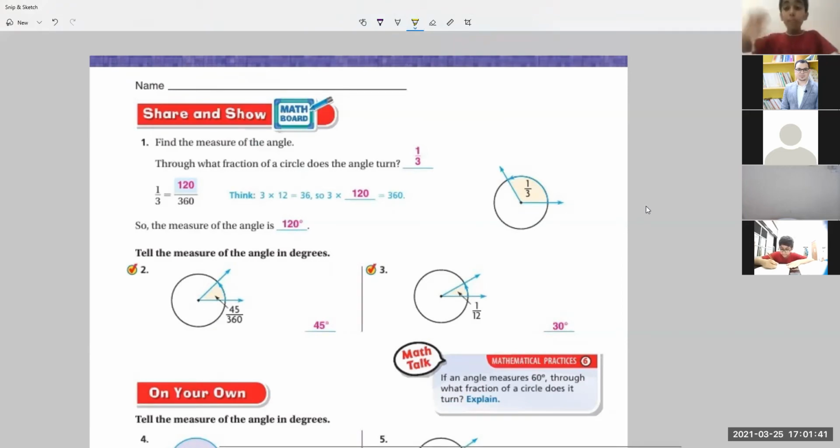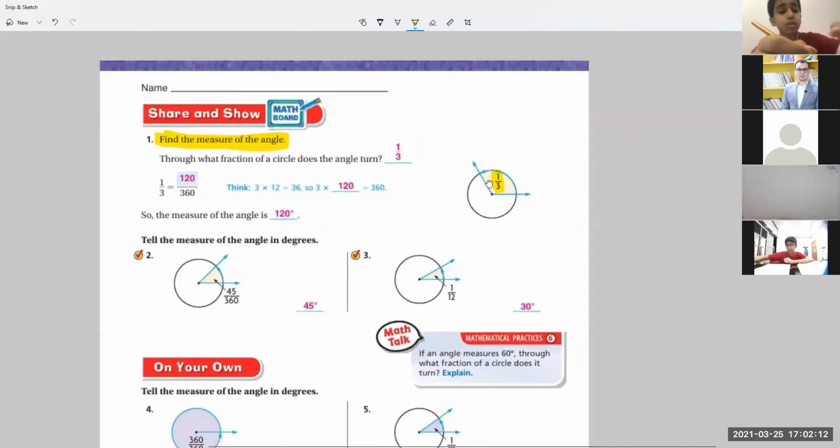Okay, let me remind you about the first one. How can we get the measure of any angle by knowing the fraction of this angle according to the circle, of course? So find the measure of the angle. This angle represents a third of a circle. So how can we get the measure of an angle that represents a third of the circle?